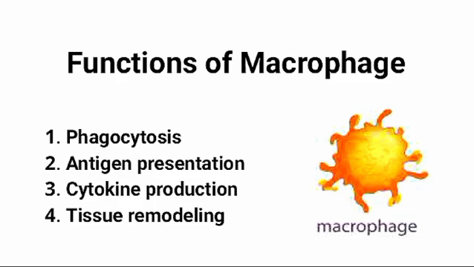Macrophages engulf and digest pathogens, debris, and other dead cells, contributing to the clearance of harmful substances from tissues. And the second function is in antigen presentation. Macrophages, in antigen presentation, process and present antigens to T cells, initiating adaptive immune response and coordinating immune reactions.